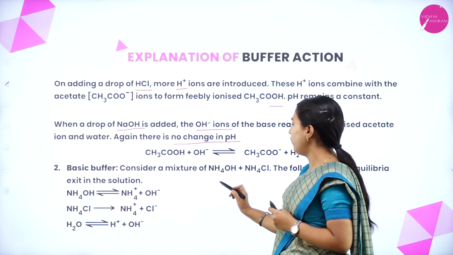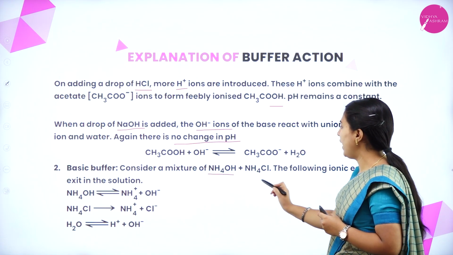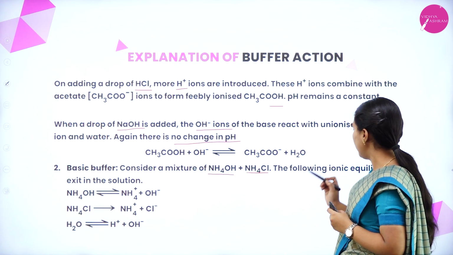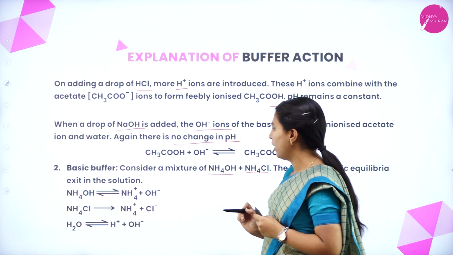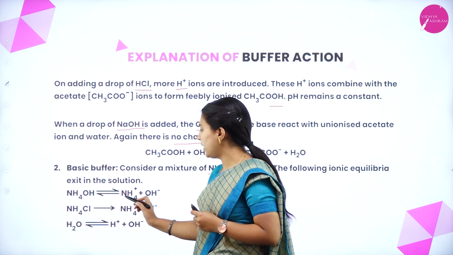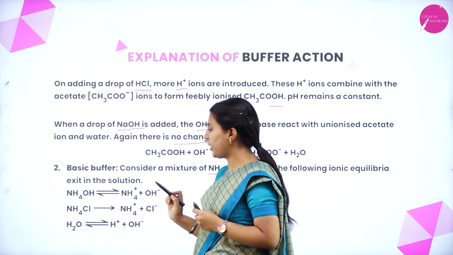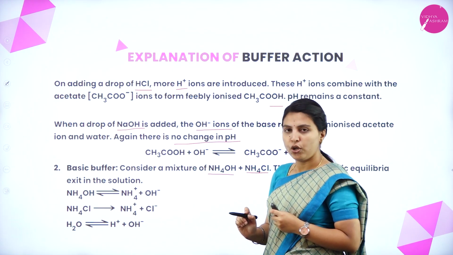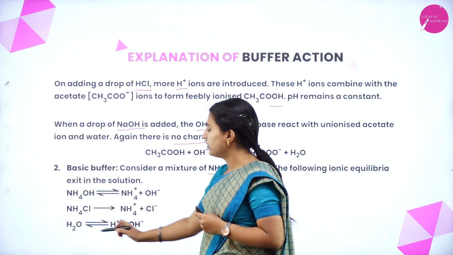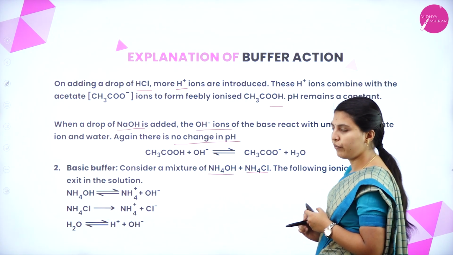Consider a mixture of ammonium hydroxide and ammonium chloride. The following ionic equilibria exist in the solution. This is ammonium hydroxide, ammonium ion plus OH minus. This is ammonium chloride, ammonium ion plus chloride anion will form. This is normal water ionic equilibrium.